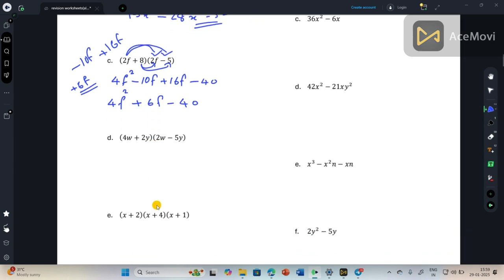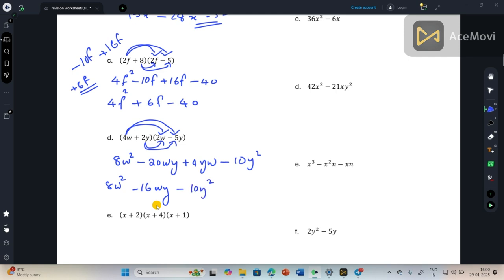Next d, it's in the same format. Okay, so 4w times 2w, 4 times 2 is 8, and w square. Then 4w times minus 5y, so it's negative. 4 times 5 is 20, and w times y, wy. Then 2y times 2w, that is positive 4yw. Then 2y times minus 5y, so it's negative. 2 times 5, 10, y times y, y square. Then 8w square, minus 20wy and 4yw. It's actually the same, wy and yw are the same. Minus 20 plus 4, it's minus 16wy, minus 10y square.